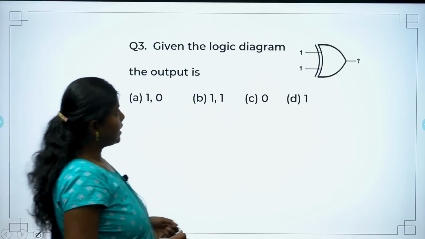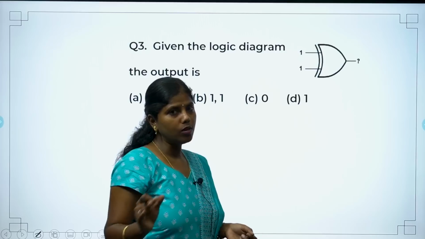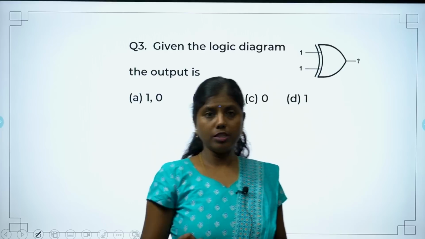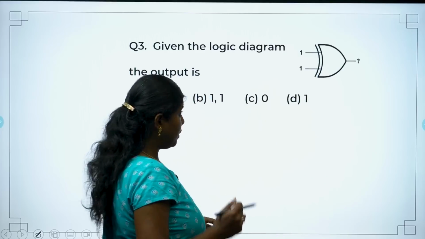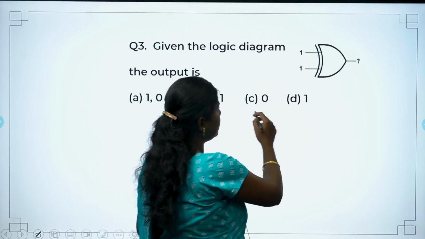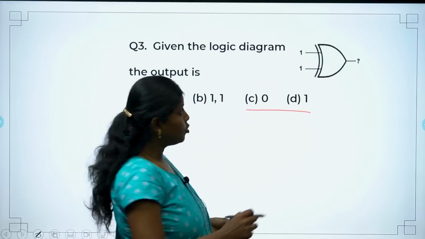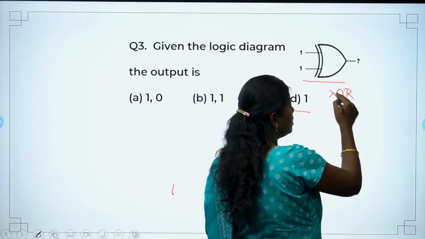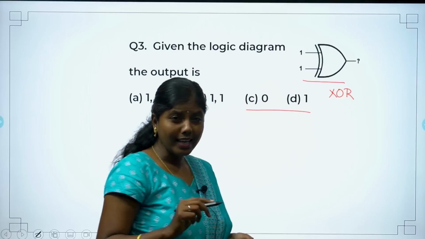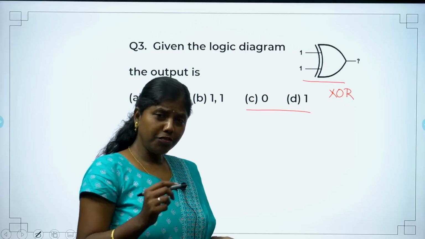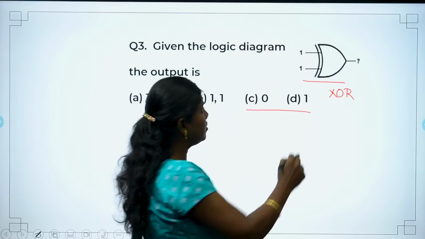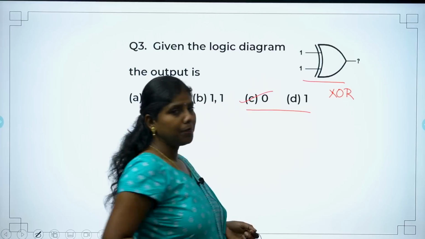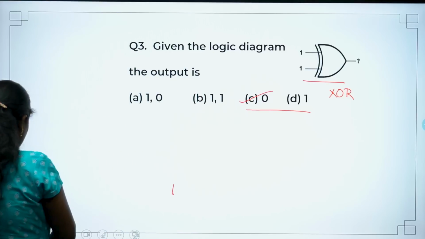So given the logic diagram, the output is, I think it's very clear what a logic diagram is. A logic diagram is basically an electronic circuit that takes one or more input signals and produces a single output. So it's going to be a single output, so it should be either C or D. So this is going to be what type of gate? This is going to be an XOR gate, exclusive OR. For different inputs, the output is going to be 1. For the same input, the output should be 0, right? Simple. The answer is C. So we'll go to the next question.